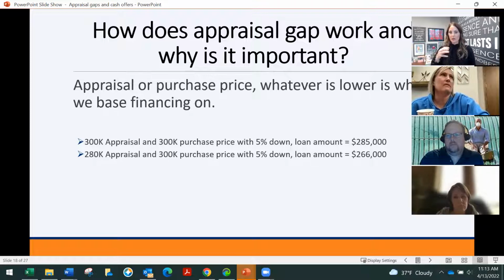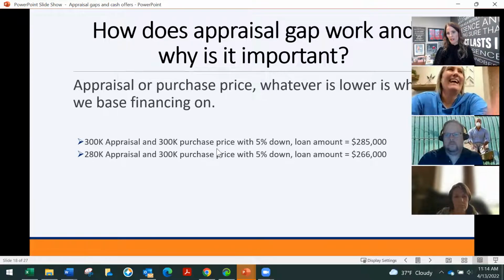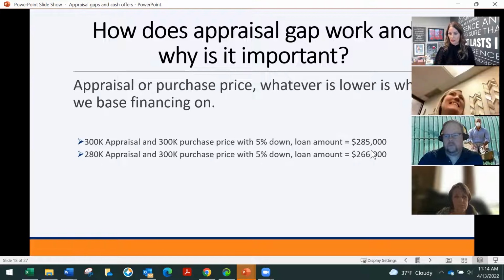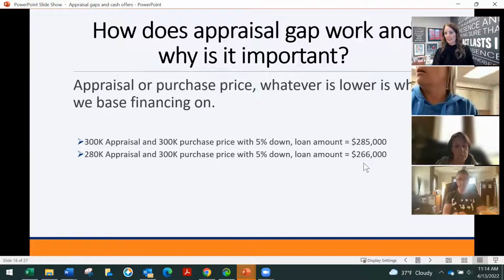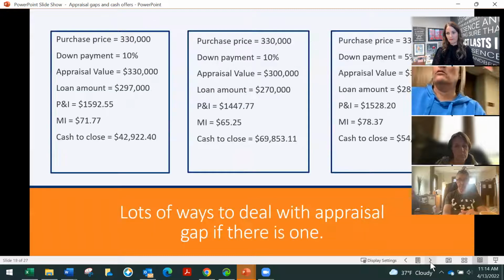Because, and I will show you down the road, if they are doing 20% down, you guys should not even worry about an appraisal gap. You should waive it. And I'll show you numbers as to explain why. So this is why it matters. It's purchase price or appraised value, whatever is less is where our financing starts. So you can see right here, if we've got a 300K appraisal and a 300K purchase, 5% down, I can lend a loan of 285. But if I've got a 280 appraisal and a 300 purchase price, the max loan I can do is 266. Okay, so that's where that gap comes in.